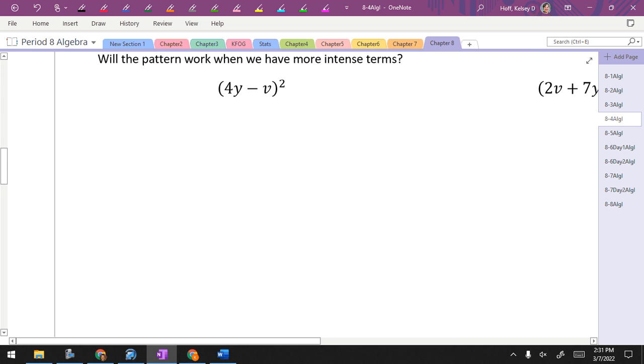So what if we got more intense terms? Does it still work? It does. A binomial, two terms, the whole thing is squared. First thing I do, 4y squared. How do you get that middle one?